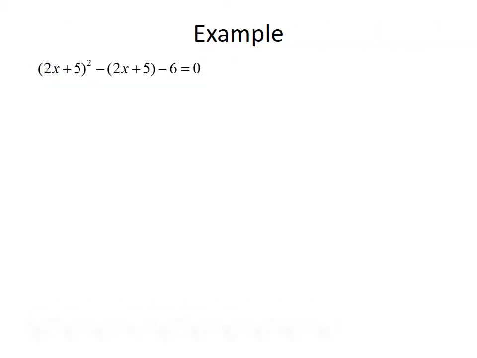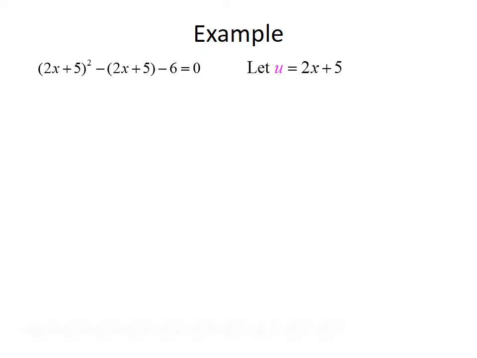Let's look at another example. This time we have 2x plus 5 quantity squared minus 2x plus 5 minus 6 equals 0. Now there are two ways that we can solve this. The first way would be to go ahead and FOIL out the 2x plus 5 squared and then combine all of our like terms and solve the resulting equation. The other way would be to use the fact that this is quadratic in form and use a substitution factor.